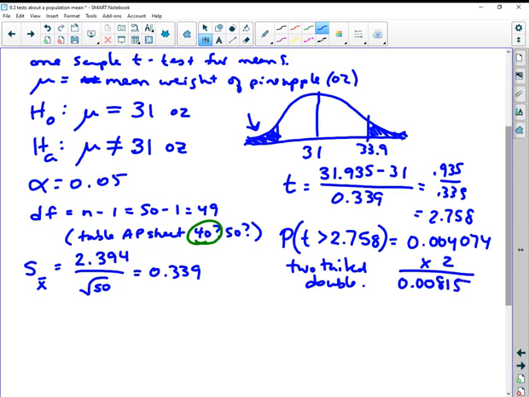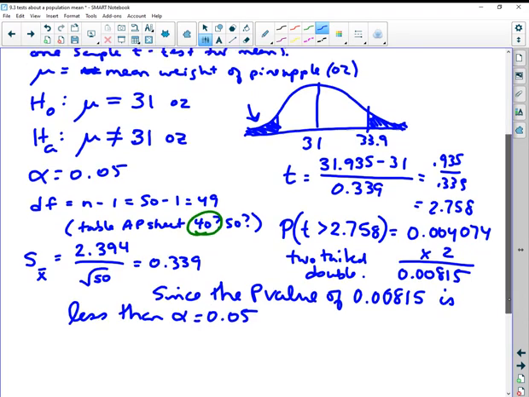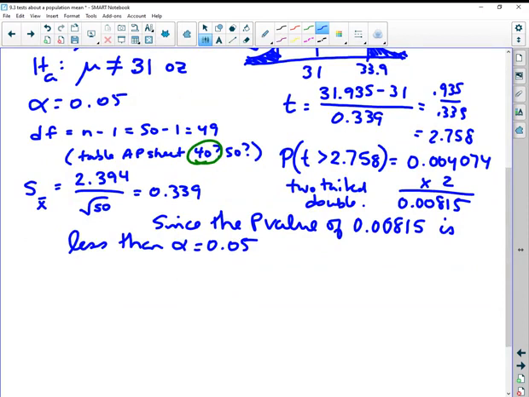Since the p-value is less than alpha equal 0.05, make sure you're always stating your numbers. I've got both those numbers. What am I comparing it to? We reject. There's my decision. The null hypothesis.